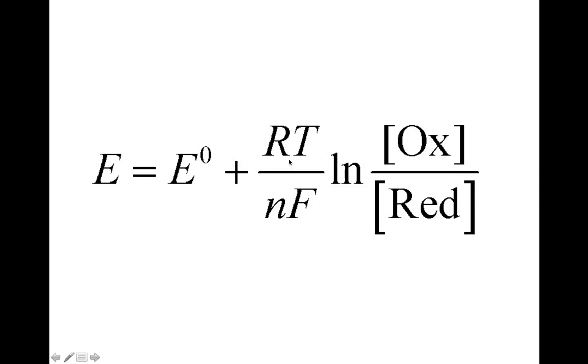Again, we have a couple of known components here as we go through it. You guys are familiar with these. The only one you might not know is N, which is the number of electrons actually being transferred. F is Faraday's constant, T is temperature. And then we have the natural log of the oxidized over the reduced, which is the concentration of our electron acceptor over the concentration of our electron donor. That's known as the Nernst equation, and that's how we're going to be able to compare our standard reduction potential to our actual reduction potential.